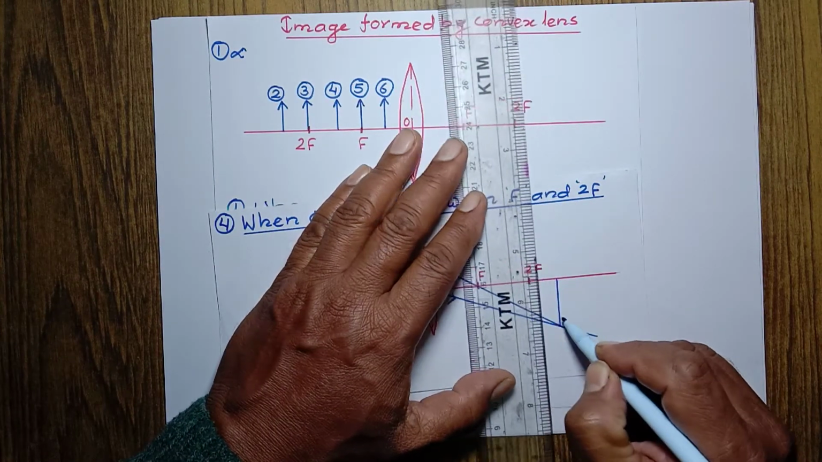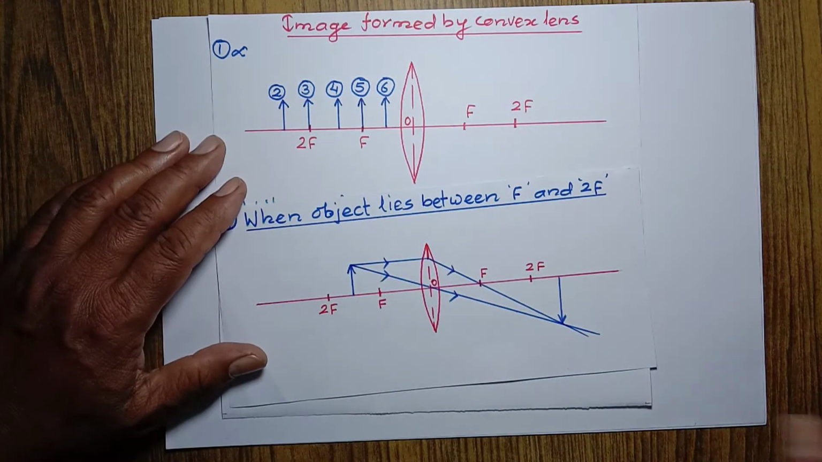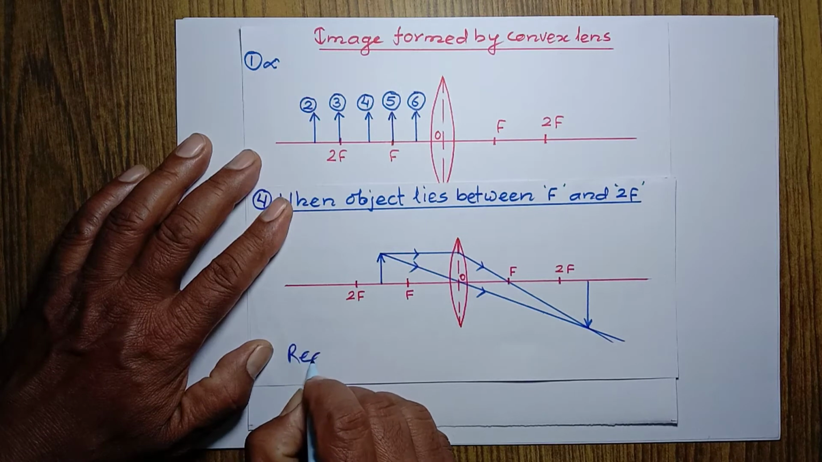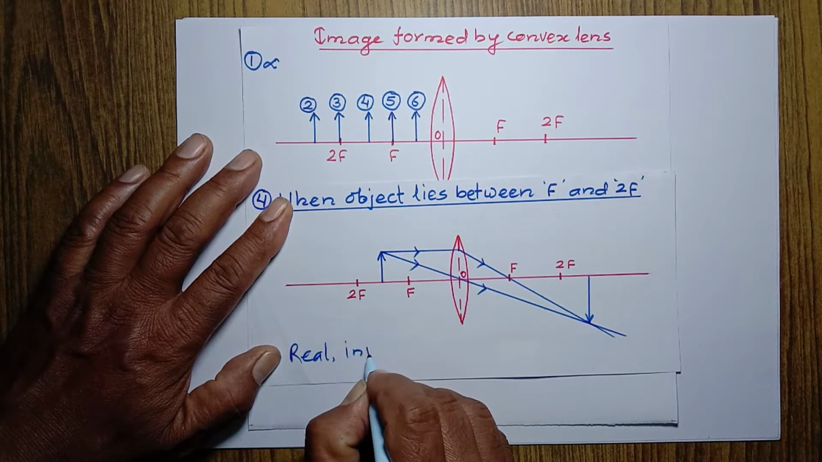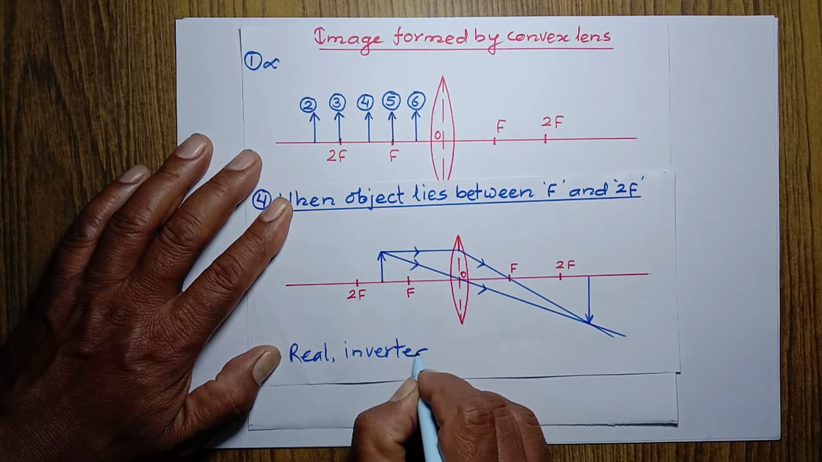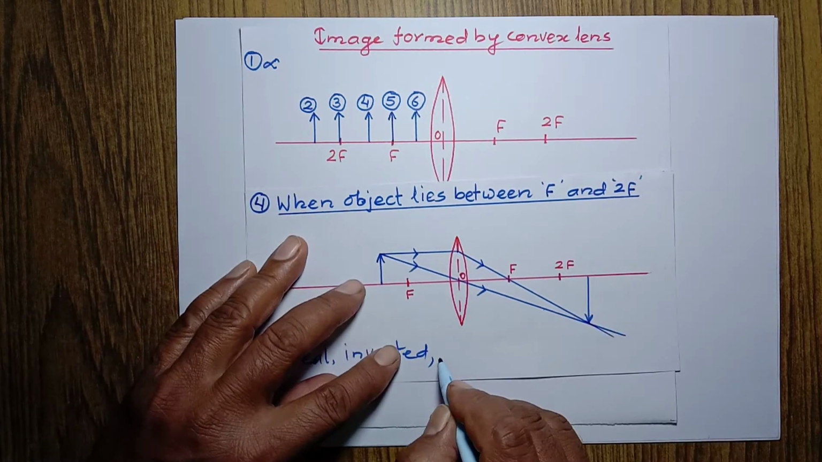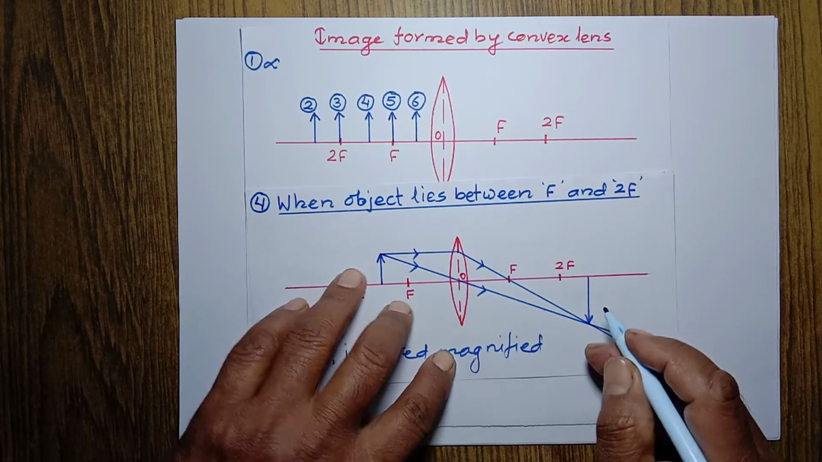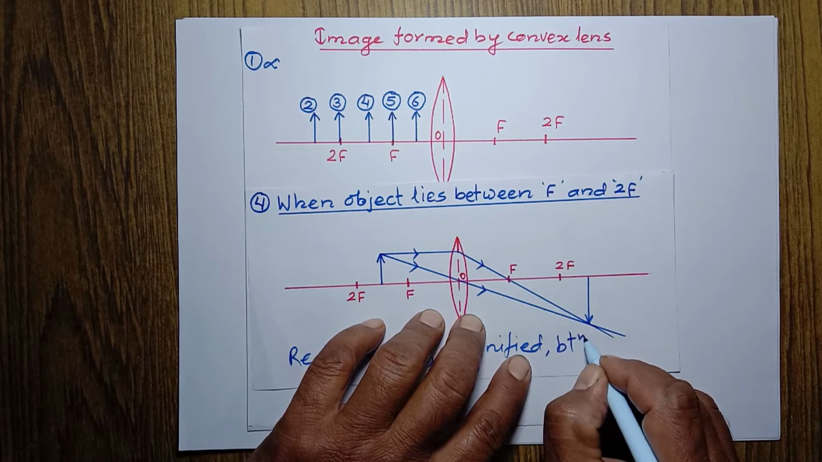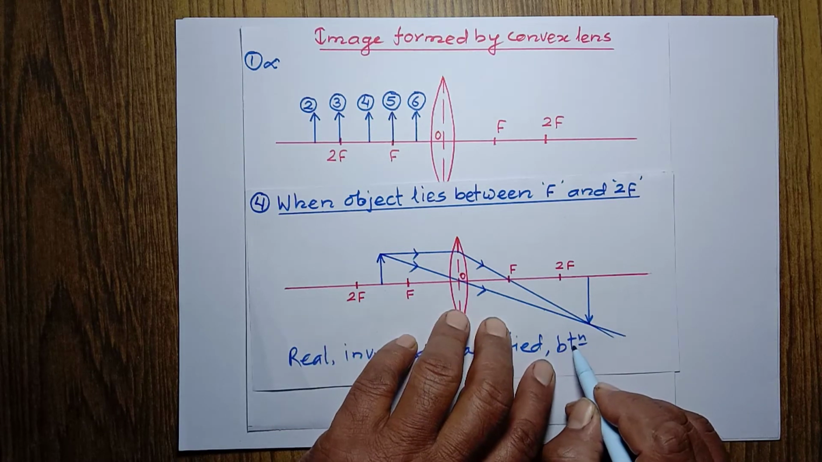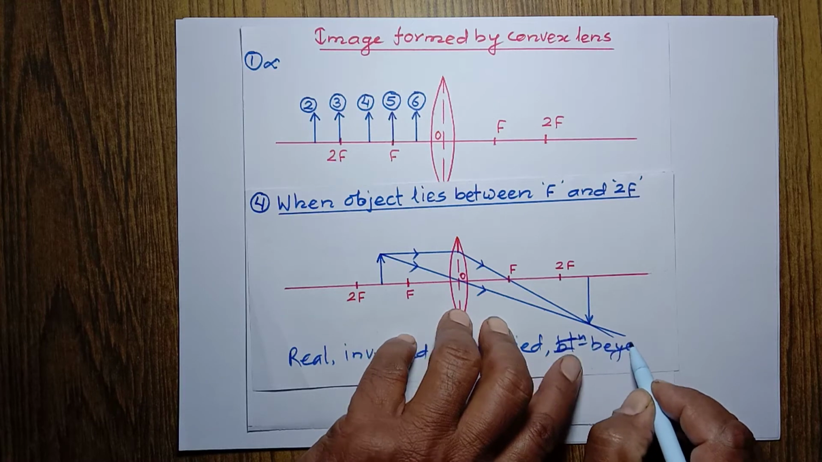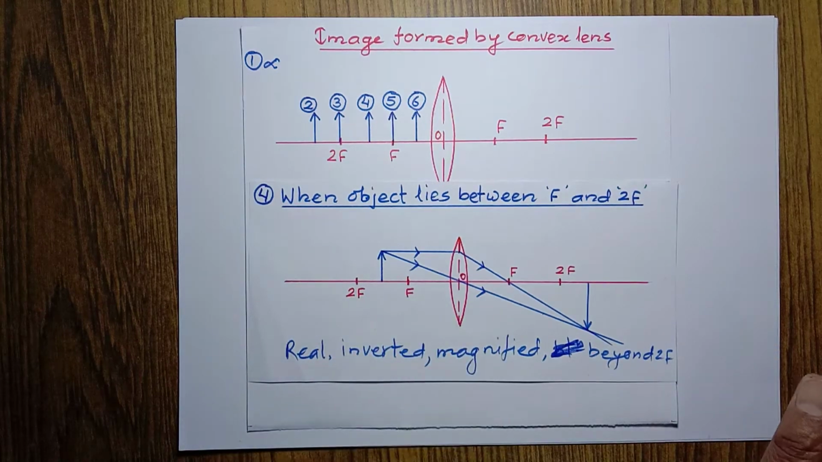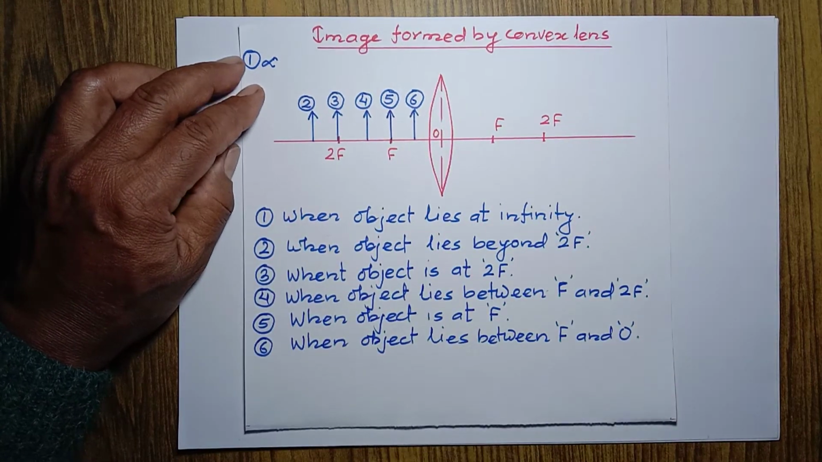Since the ray of light coming from the head is intersected at this point, that's why the head goes down. We have to draw it this way. Now what type of image is formed? Again, our image is real, and it is inverted. And it is magnified. It is bigger than the object. And where is it formed? It forms beyond 2F behind the lens. This is the fourth condition.